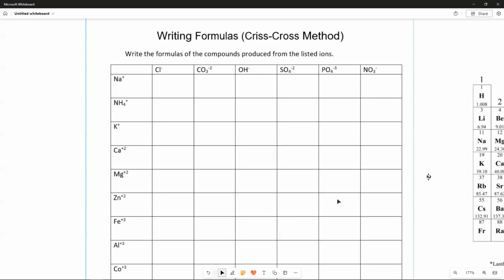Alright, here we go. Writing formulas for ionic compounds. So let us start. Alright, so we have first here Na and Cl. So sodium has a +1 charge. Chlorine has a 1- charge.